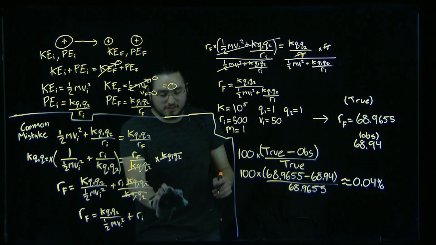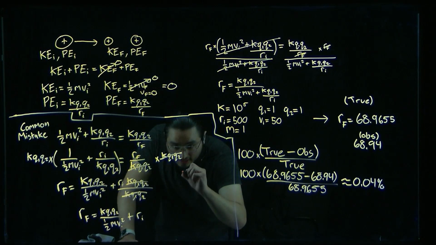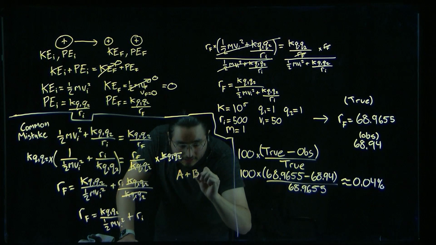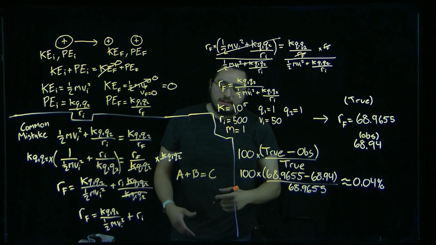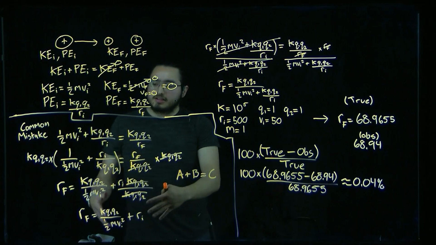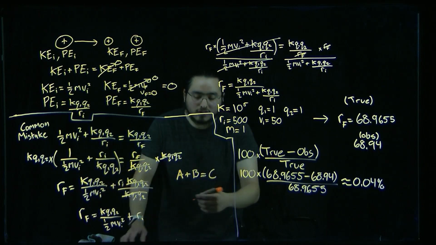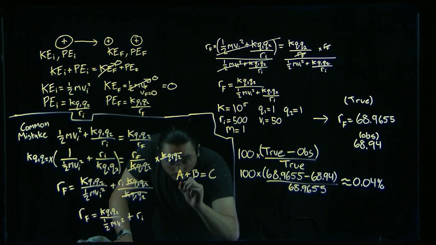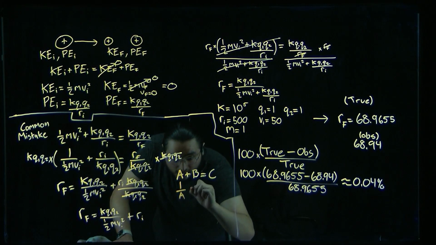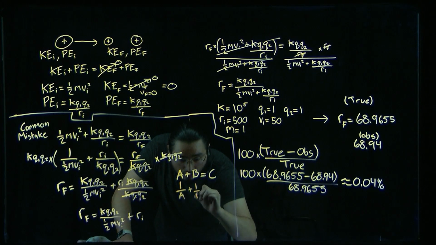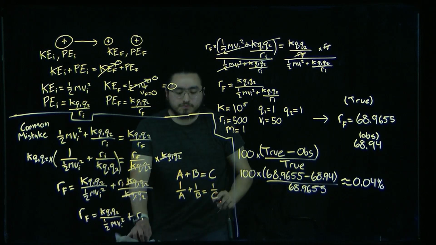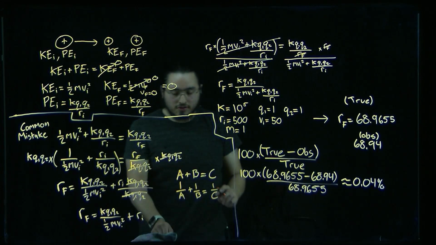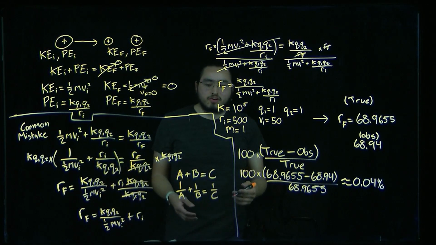So another way to think about this is imagine that we said A plus B equals C, which is fine. And then if we follow through with exactly the steps that we did here, we said that 1 over A plus 1 over B would equal 1 over C. And you're like, okay, looks reasonable so far.